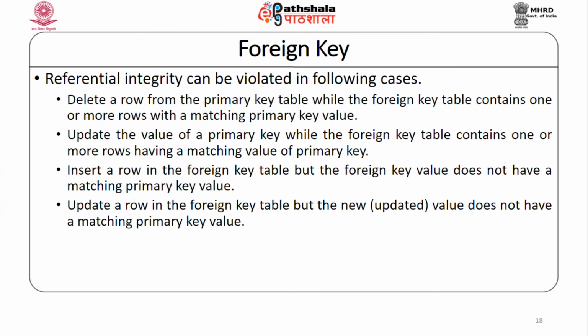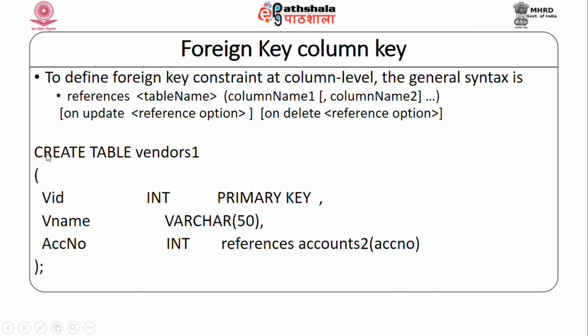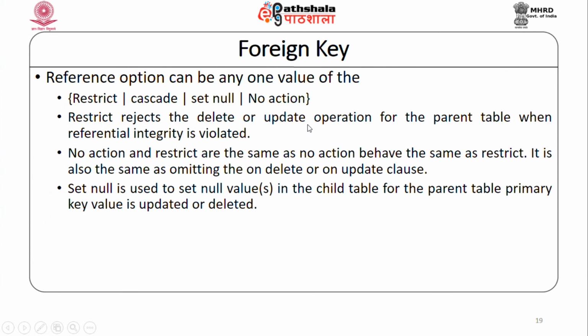Now, when you define a foreign key, there can be any value you can provide. Let me show you the syntax first. A foreign key you can also define at column level or table level. To define a foreign key at column level, the syntax is, after defining the column, you write references, table name, and in parentheses you provide the column name. Optionally you can write on update reference option or on delete reference option. The reference option can be any one value: restrict, cascade, set null or no action.